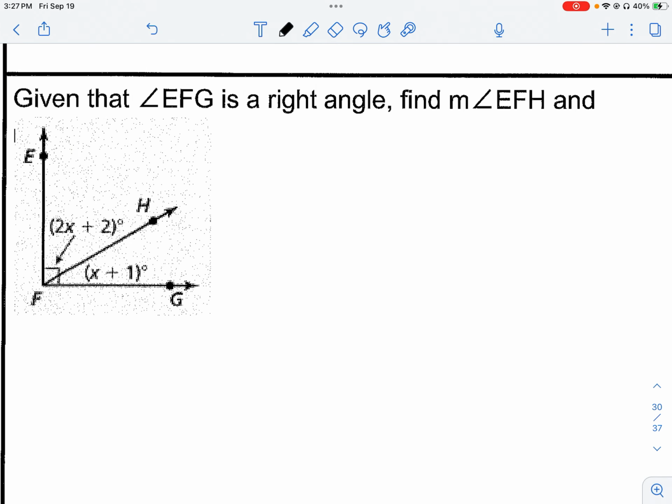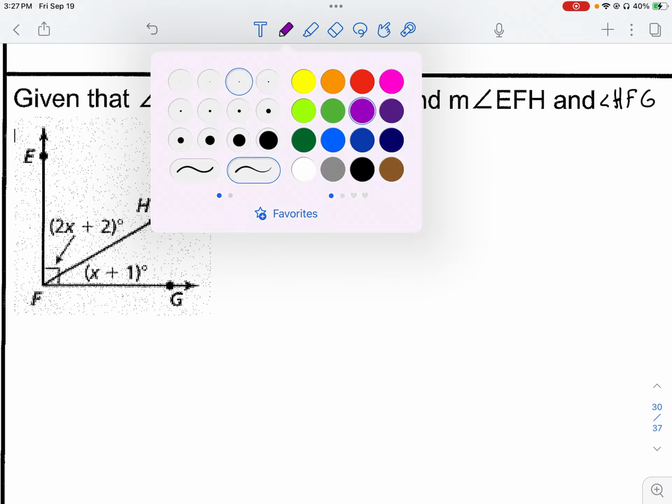So for this one, I forgot to put in the other angle. So go ahead and pause the video, solve the problem, and then restart it, and we'll see how you did.